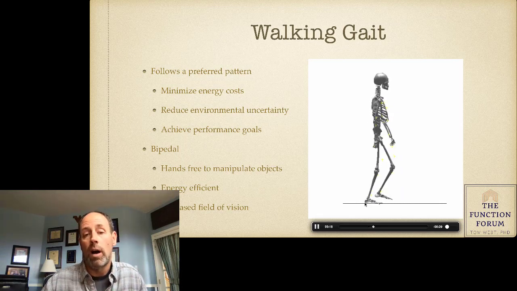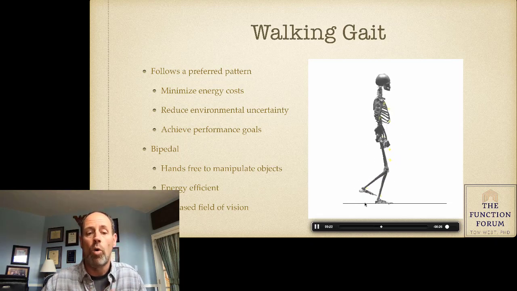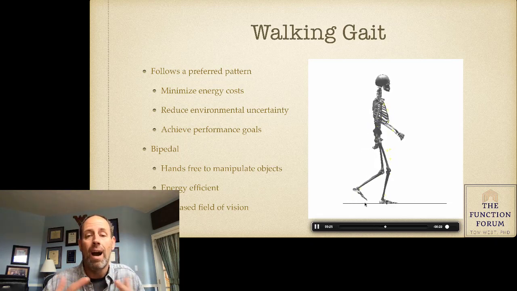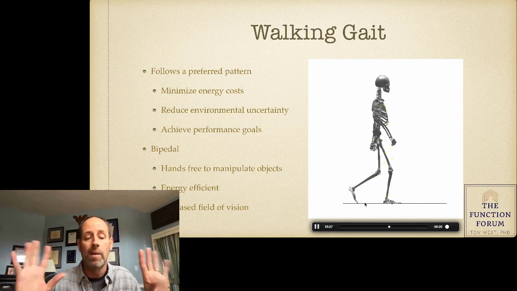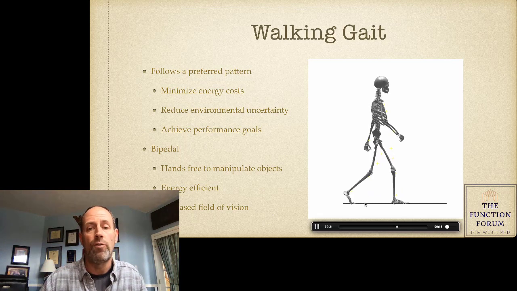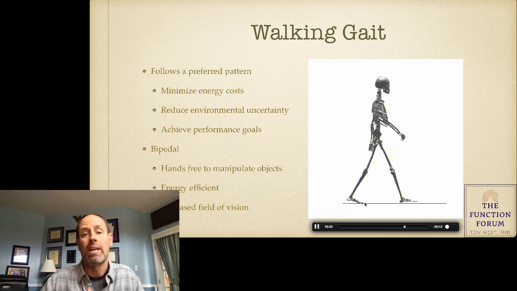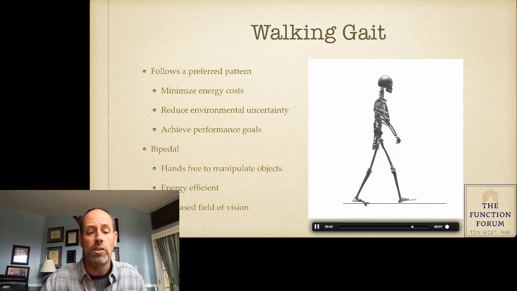Again, we walk on two legs. There are advantages and disadvantages to this walking pattern. By walking upright, it frees our hands to be able to manipulate objects, grab objects, help propel ourselves forward, and so on. And walking on two legs is more energy efficient than walking on four. So we have some advantages here.